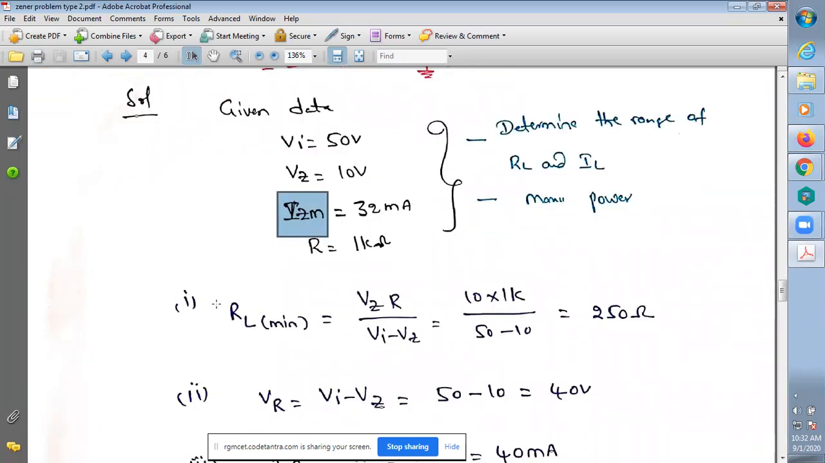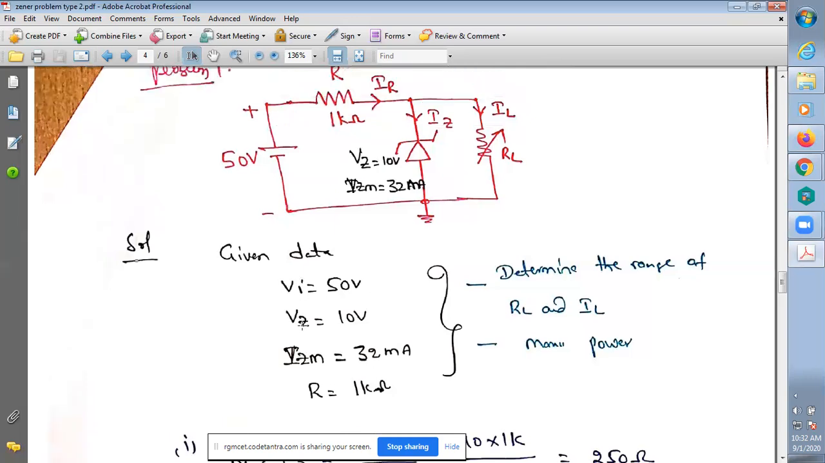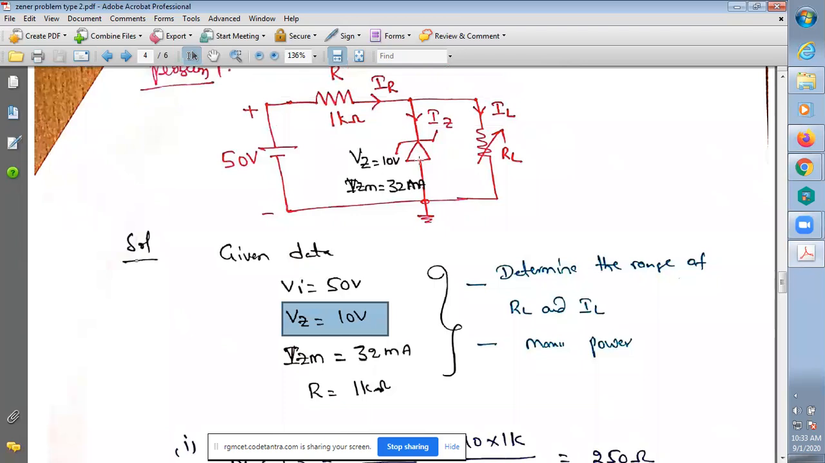What is the first step? The first step is to determine RL minimum. We already derived all these expressions. Minimum load resistance is equal to Vz into R by Vi minus Vz. So Vz is equal to 10 volts, the given Zener breakdown voltage. Once the Zener diode enters breakdown, and also we are assuming the Zener diode is in breakdown condition in this case, the voltage is 10 volts.